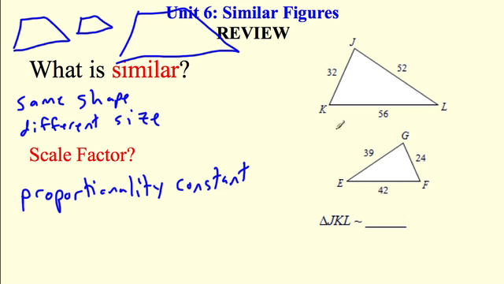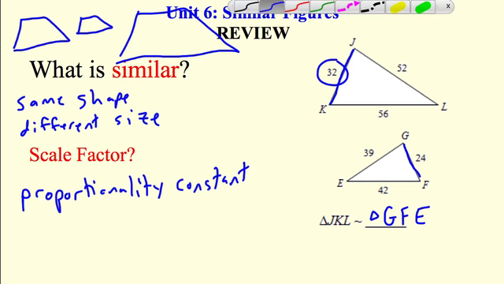If I have an example like this, these two figures are similar. I want to name them. I've got triangle JKL, so I go in order. JK is 32, the smallest side, so it's got to match the small side over here, which is 24, so it's got to match GF. They're the corresponding sides, so they should be proportional. Then if it goes J to K to L, this has got to go G to F to E. So I can fill that in.